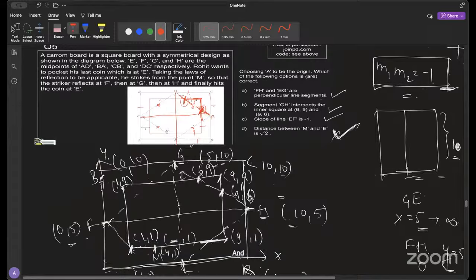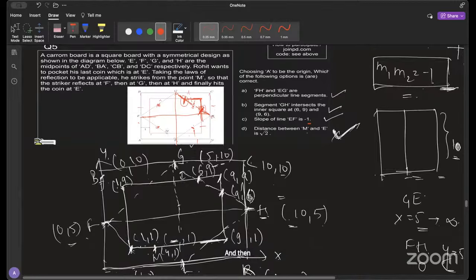And how do you find it? The equation of this line equated to the equation of this line. That's it. And then you have EF. So for EF you will have to find the equation and then check if the slope is -1 or not. So E point is given to you, F point is given to you. You can find the equation of the line and take it in slope intercept form, or you don't even have to find the equation of the line. You have 2 points, you can find the slope of the line.